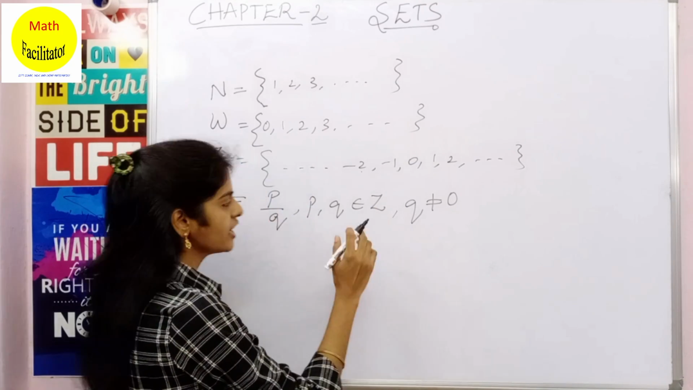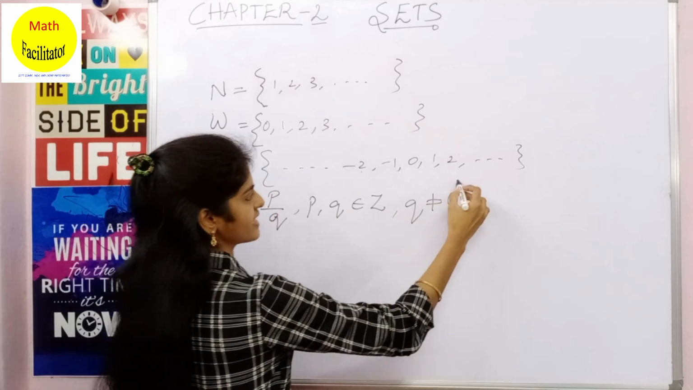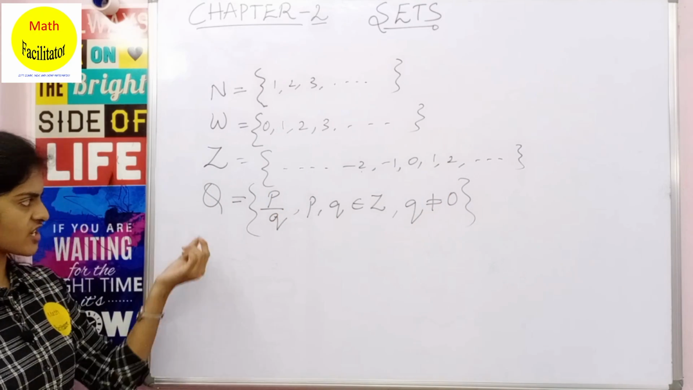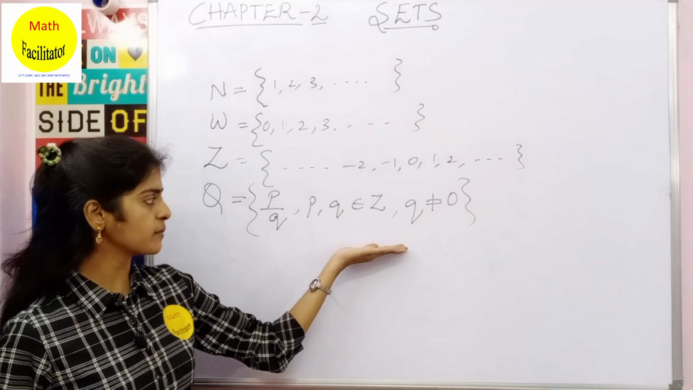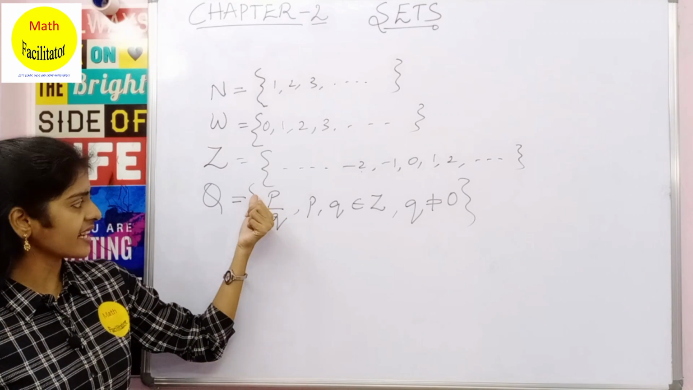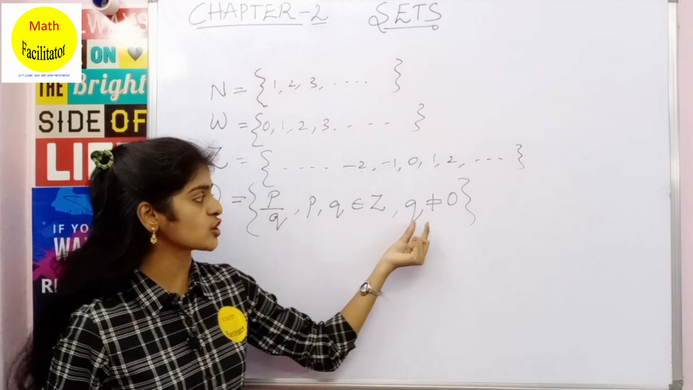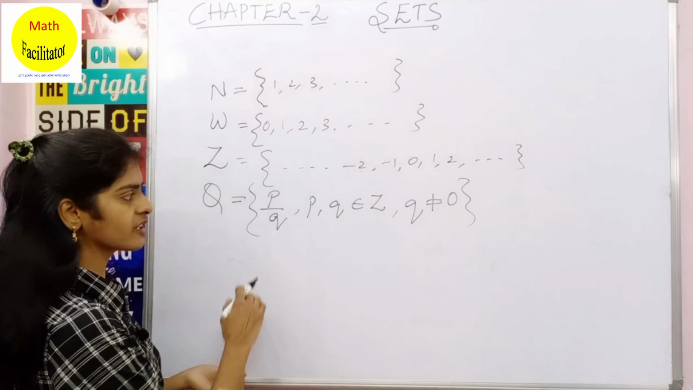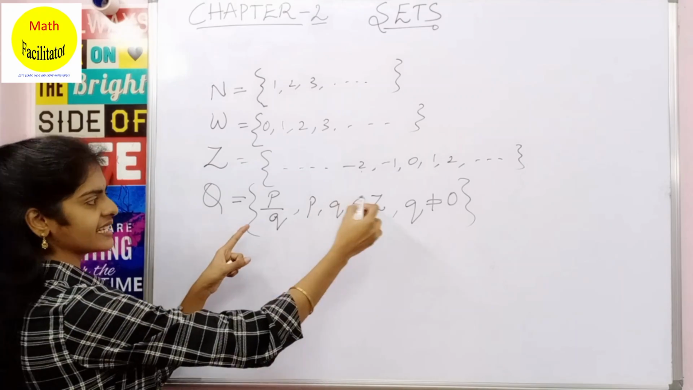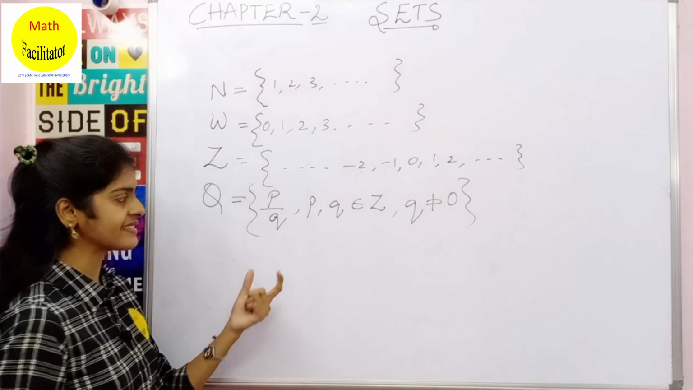Do you remember? So now this is also a set. Rational numbers is a set. They follow a common property. What is the common property? That it has to be of the form p by q, where p and q should belong to integers and q should not be equal to 0. So this is a common property. So we have represented this in flower braces, this as a set.